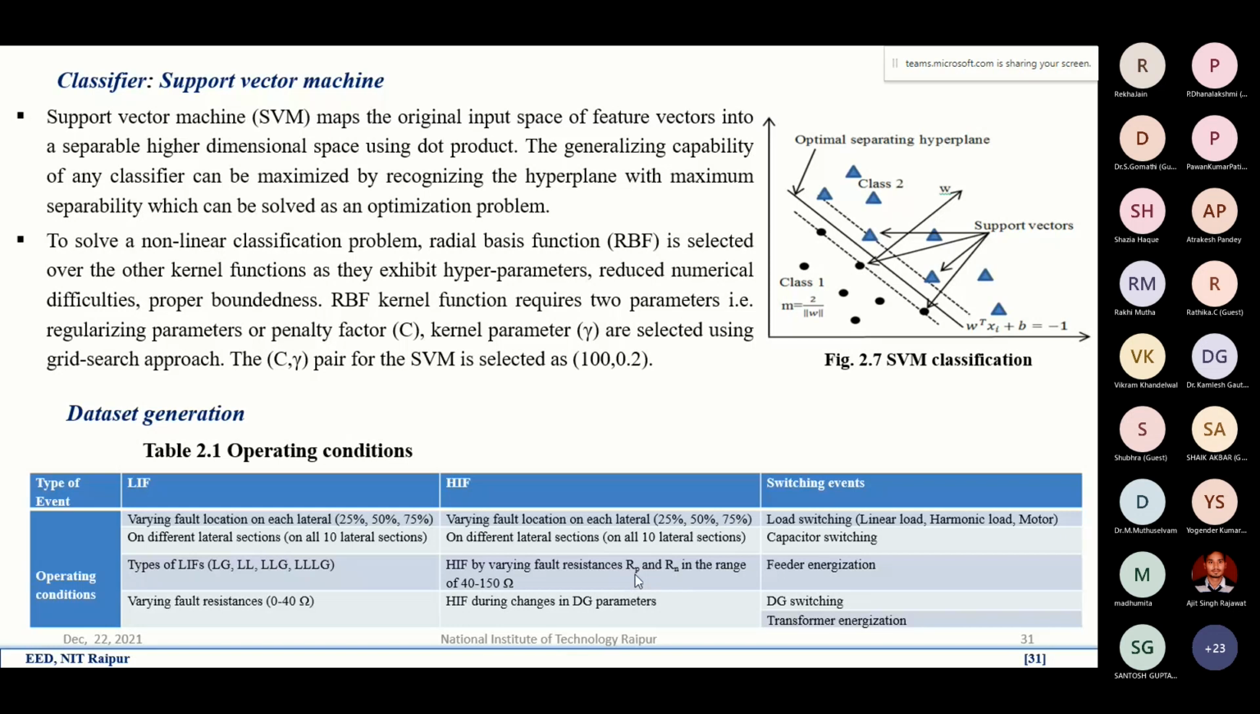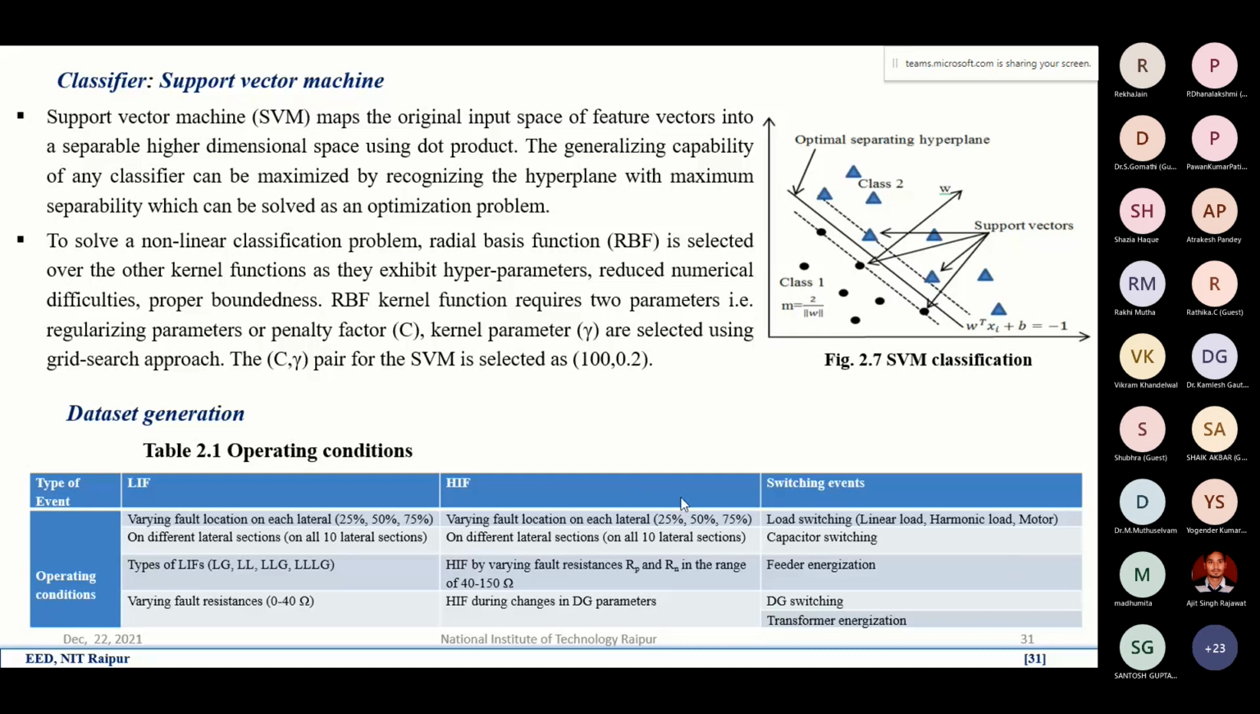The high impedance fault, and during the high impedance fault we have also varied the DG parameters, that is, variation in the solar irradiance experienced by the solar photovoltaic cell, then variation in the wind speed experienced by the wind DGs. So these parameters have been changed. Then finally, the switching events, which are considered to be non-faulty events or normal operating conditions, like load switching.